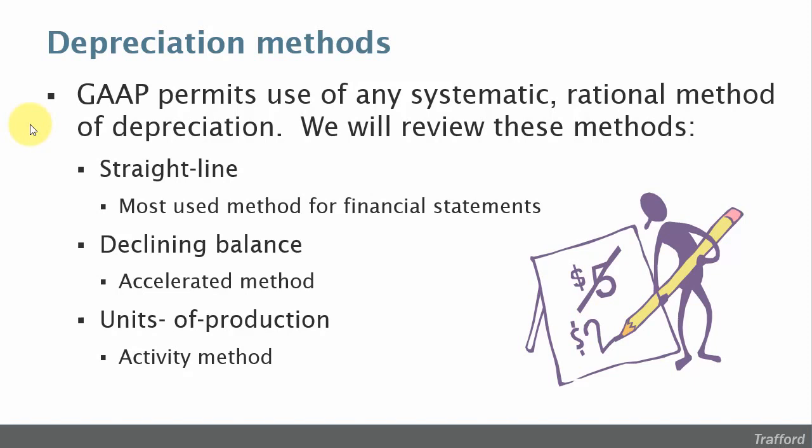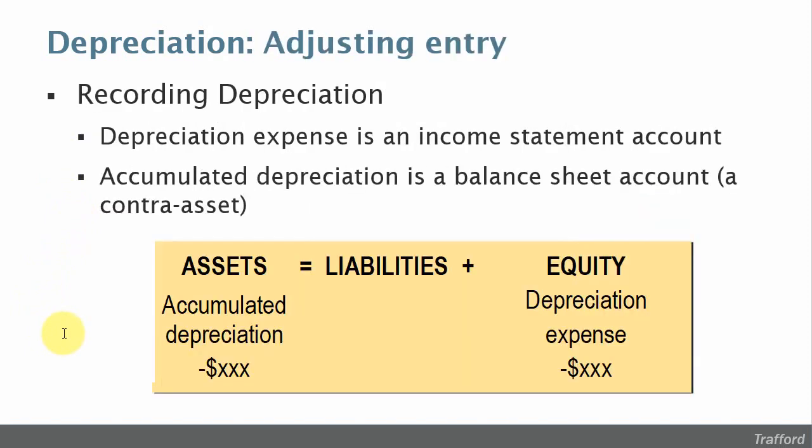That said, there's several standard approaches that companies use. By far the most common is the one you've seen already, the straight line method of depreciation. I also want to introduce you to a couple of other options, the declining balance method and the units of production method.